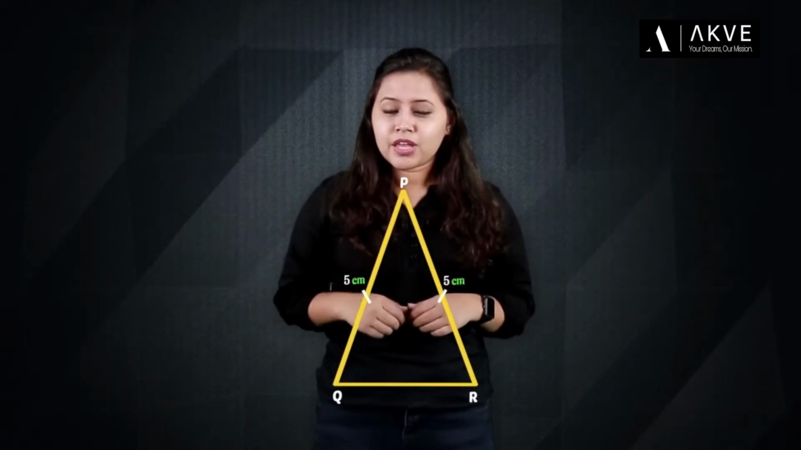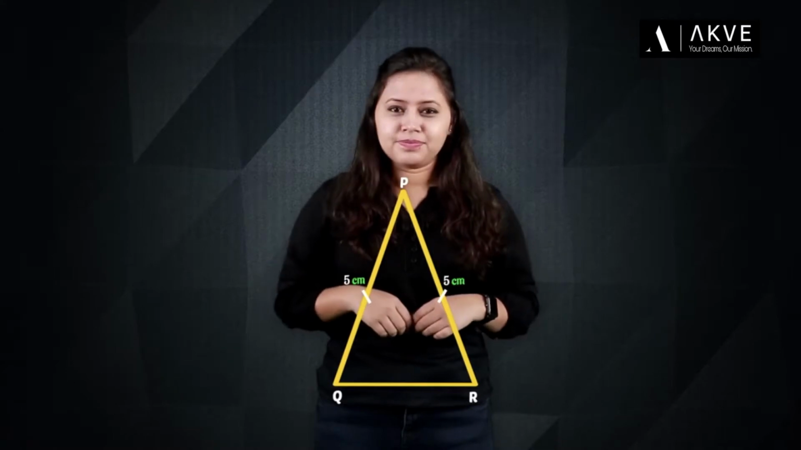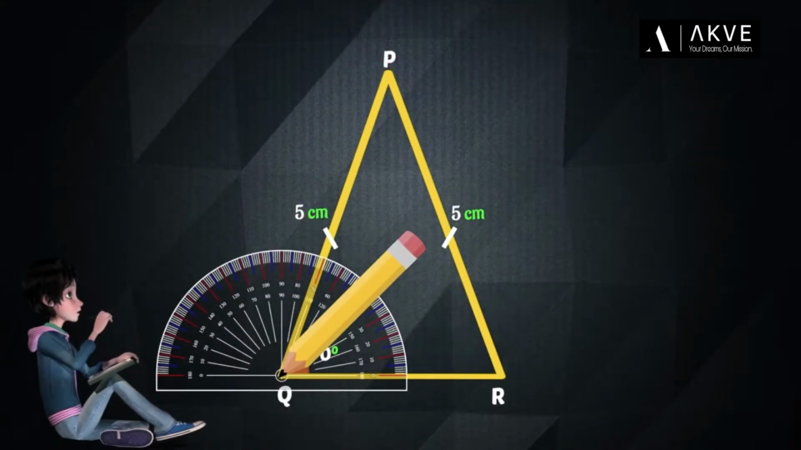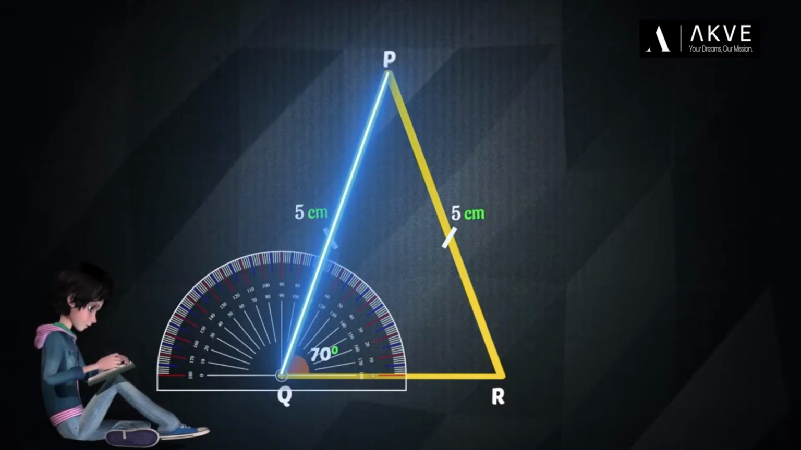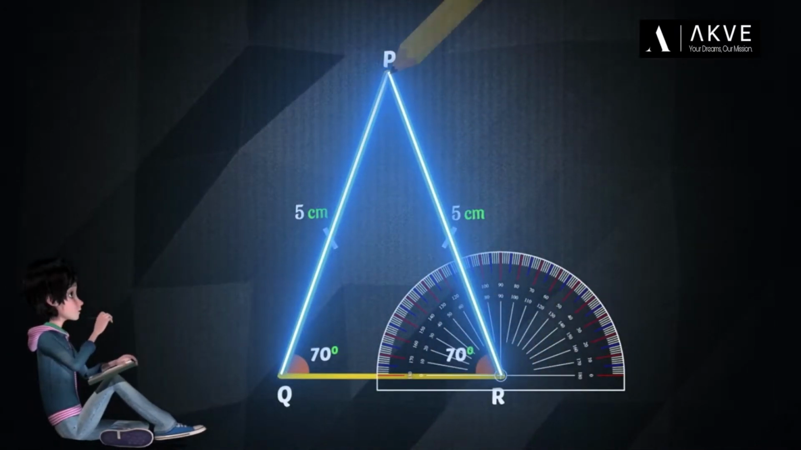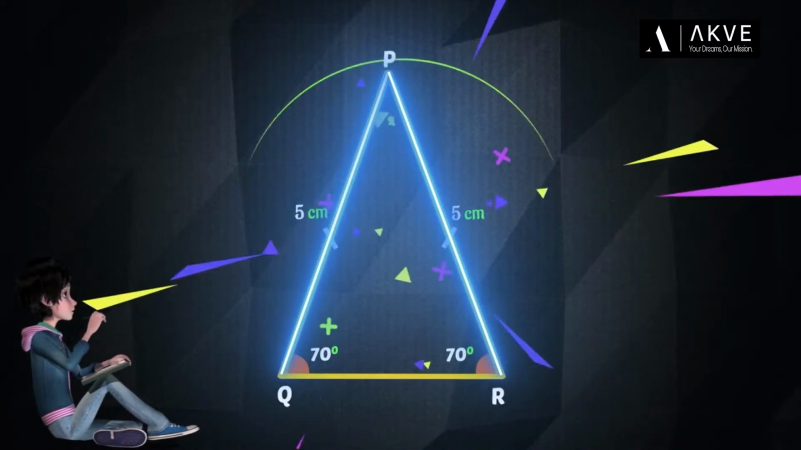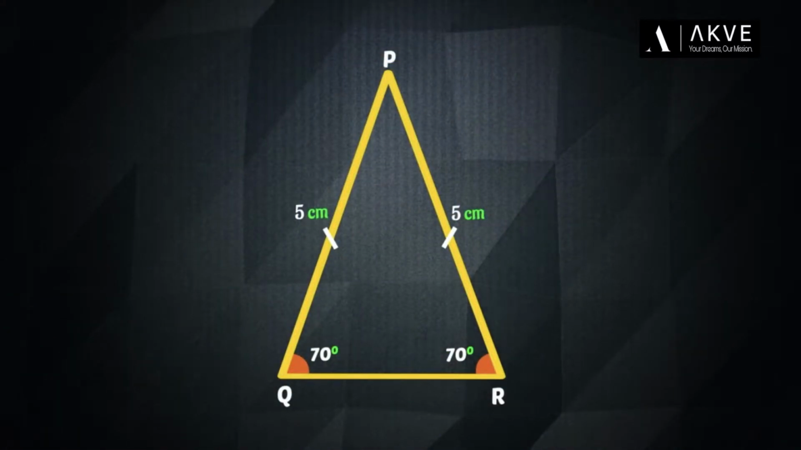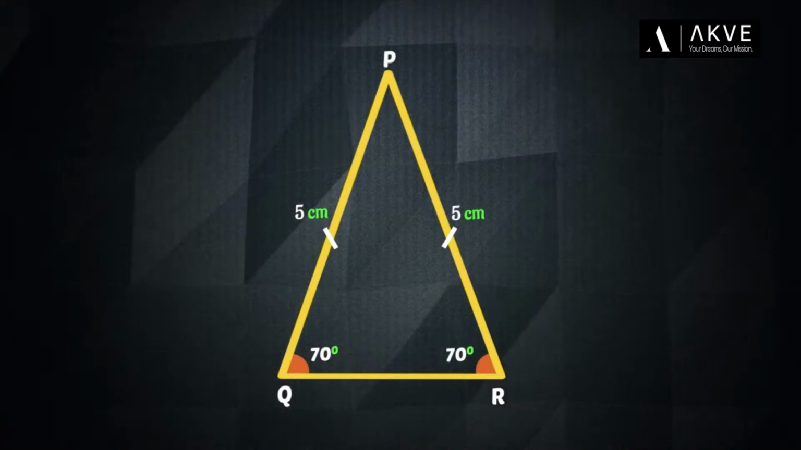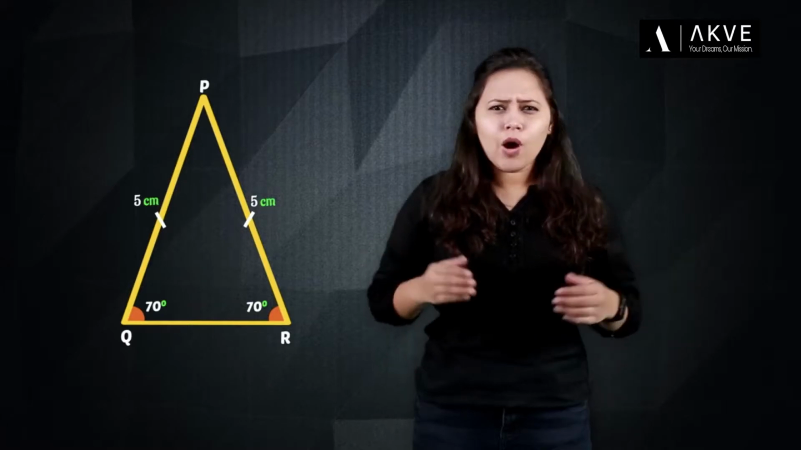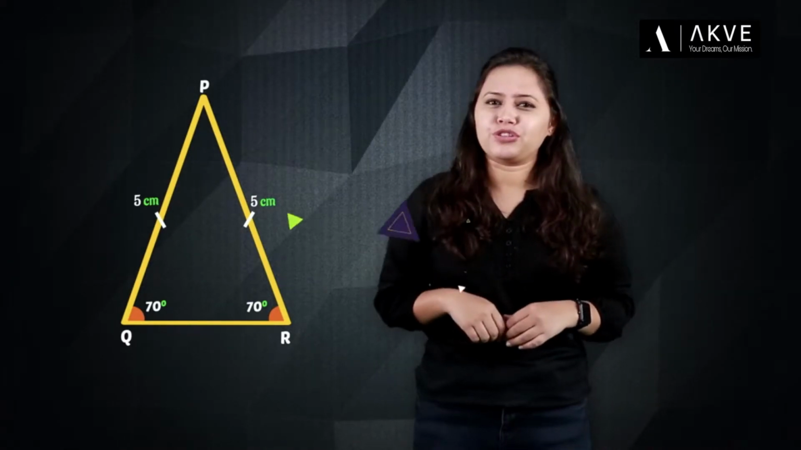Let's take a different triangle, say this one, and measure the two base angles. Do you see? Here again, the angles opposite to equal sides are equal. This isn't a coincidence. In fact, this is true for any isosceles triangle. How am I so sure? Let me prove it to you.